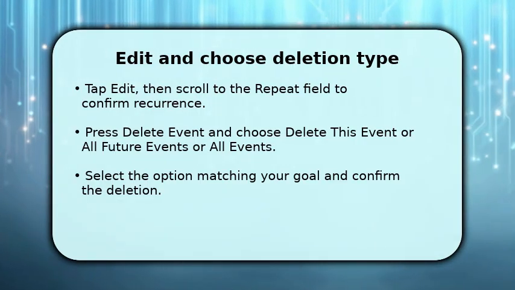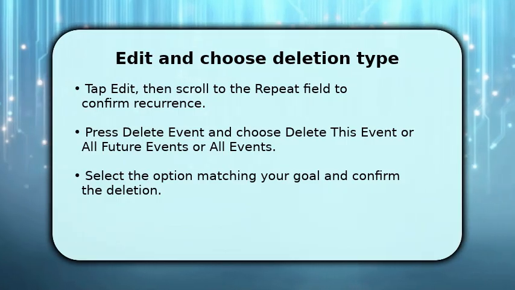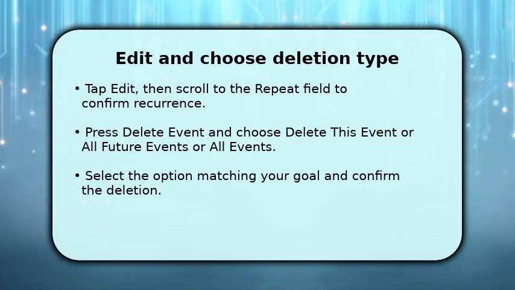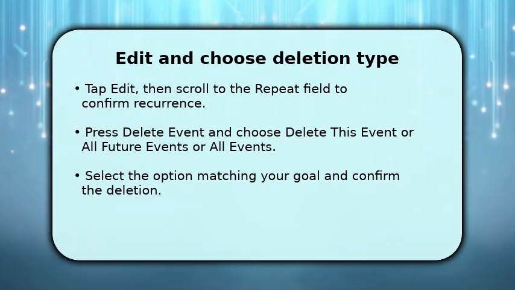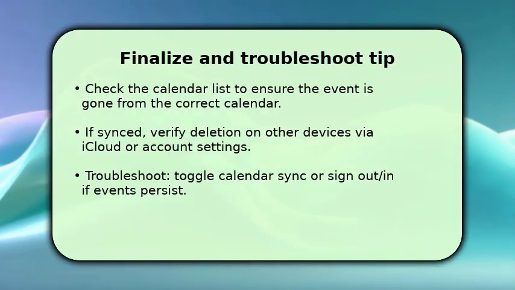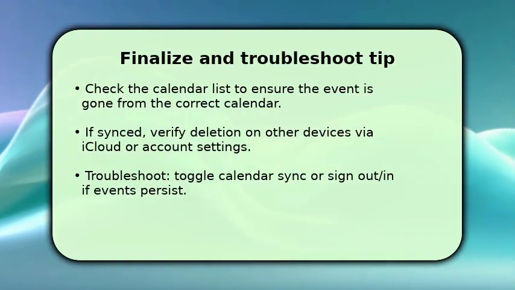Confirm your selection. Once done, the app removes the chosen range and updates shared calendars if applicable, so others see the change. After confirming the deletion, go back to the calendar view and inspect the date range to ensure the series is gone from the correct calendar.